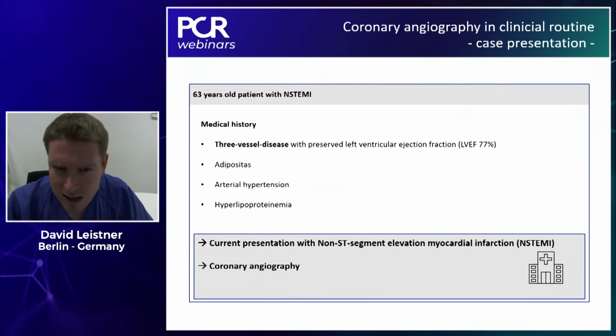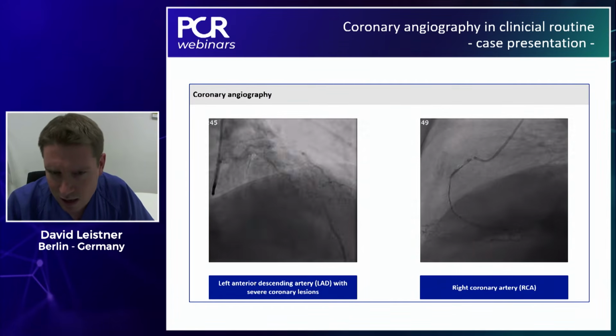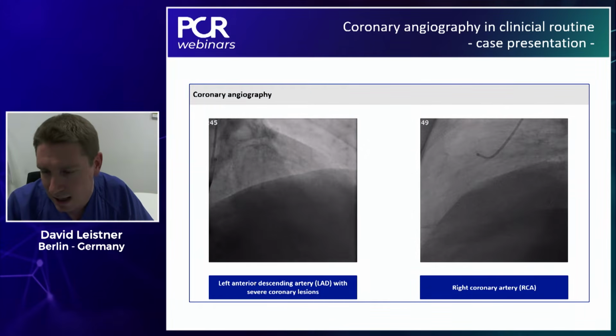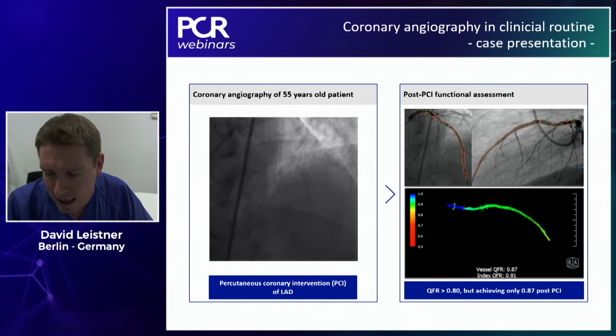Again, with a clinical case of a 63-year-old male patient with non-STEMI. He has three-vessel disease, and you can see the angio on the left side, again the left coronary system. It's quite clear that there's a culprit lesion in the mid part of the LAD, and on the right side, you see the right coronary artery without any problem.